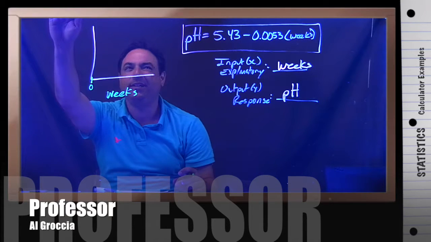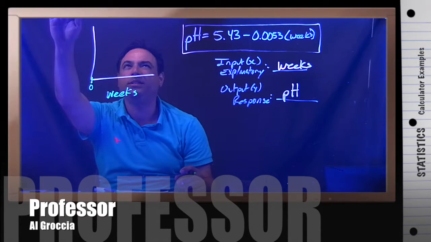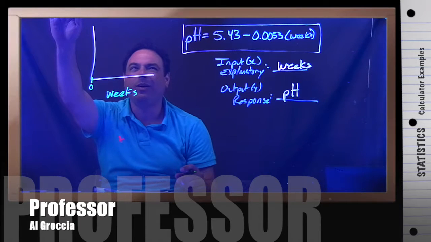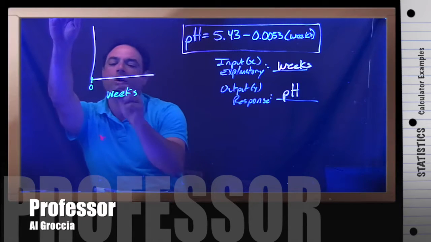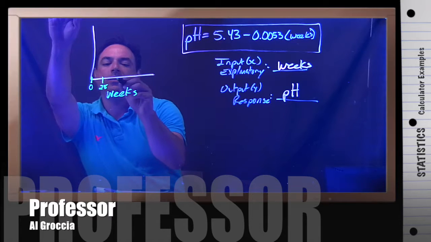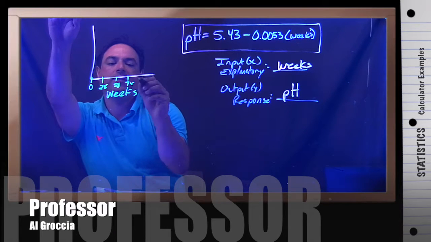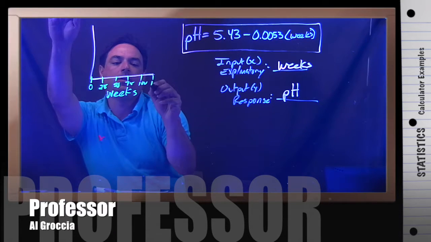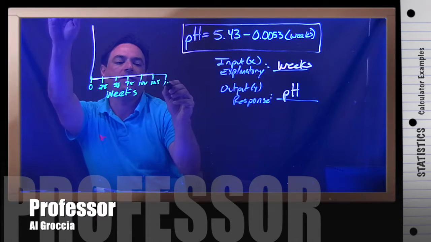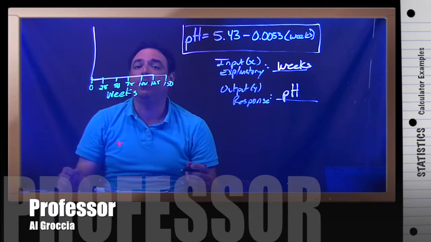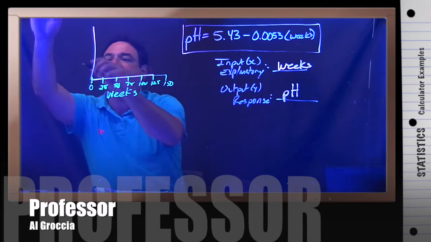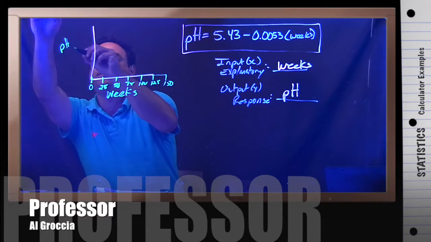Then we need to decide what our scale should be. An appropriate scale: we don't want to count by ones, and counting by hundreds won't work. So let's go with 25. 25, 50, 75, 100, 125, and 150. Now we need to figure out an appropriate scale for our y-axis, which will be pH.